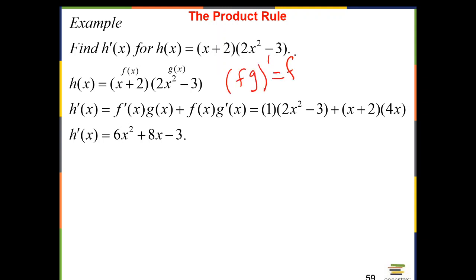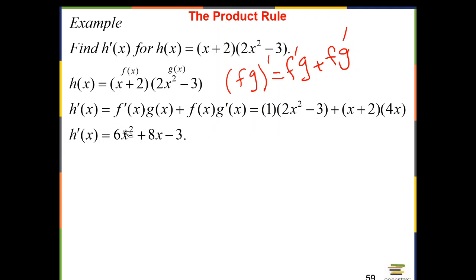It's f prime g plus f g prime. It's important to write this first, not that, because when we talk about the quotient, we use the same structure again, but we put minus in between. So f prime g plus f g prime. That's all there is to it.